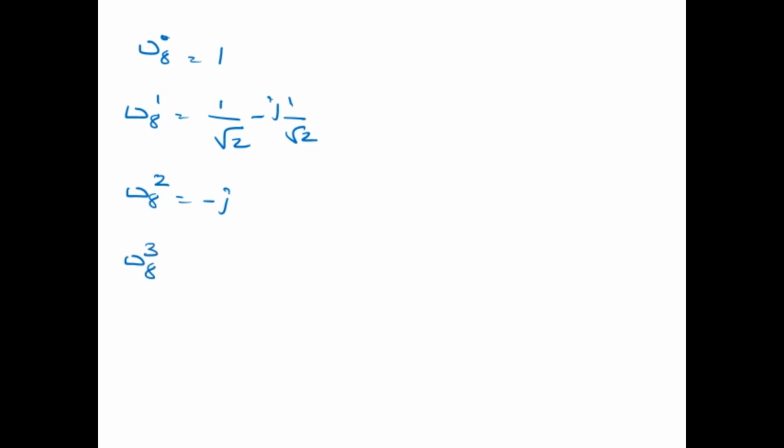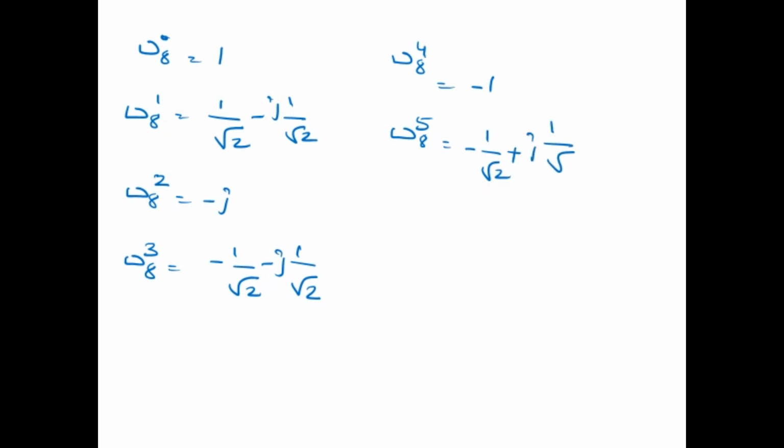Let us solve stage by stage. Before that, we'll write the twiddle factors. Omega 8 of 0 is 1. Omega 8 of 1 is 1 by root 2 minus j into 1 divided by root 2. Omega 8 of 2 is minus j. Omega 8 of 3 is minus 1 by root 2 minus j into 1 divided by root 2. Omega 8 of 4 is minus 1. Omega 8 of 5 is minus 1 by root 2 plus j into 1 divided by root 2. Omega 8 of 6 is j. Omega 8 of 7 is 1 by root 2 plus j into 1 divided by root 2.